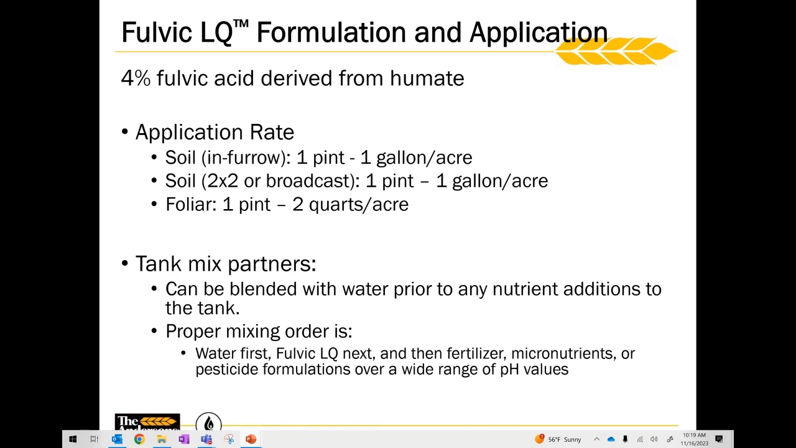Like I said, it's a 4% fulvic acid, and it's a very pure product, very easy to use, and very tank mix friendly. It is a fairly low application rate, pretty good variety here, 1 pint to 1 gallon. Usually stick to more of the quart application rate, a pint to a quart. Fit for in-furrow, 2x2, or foliar application.